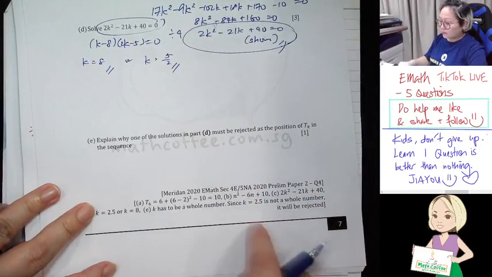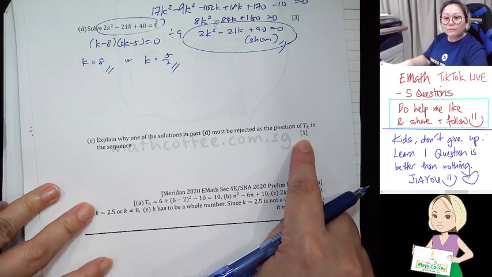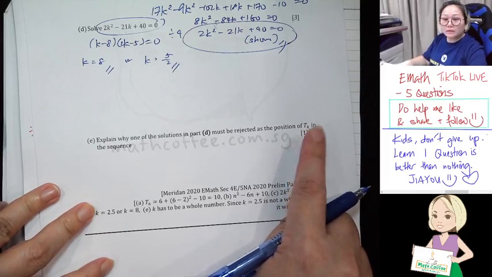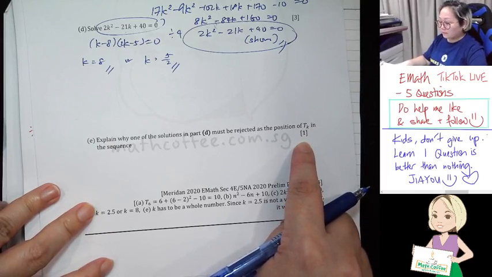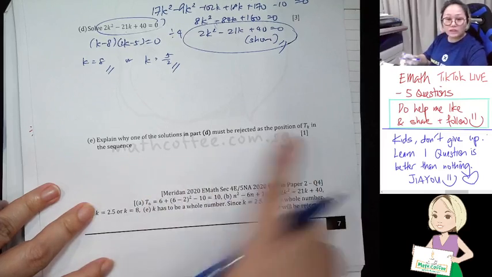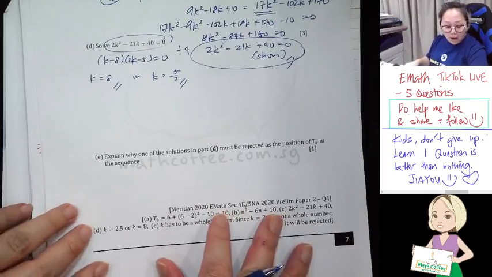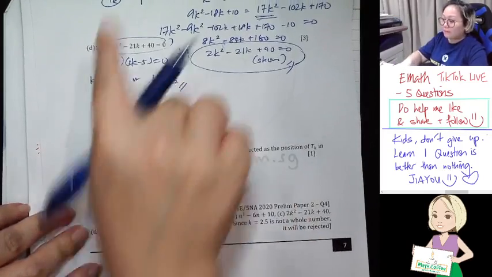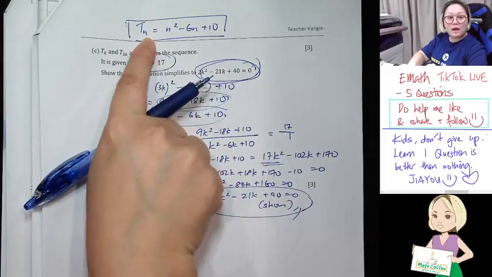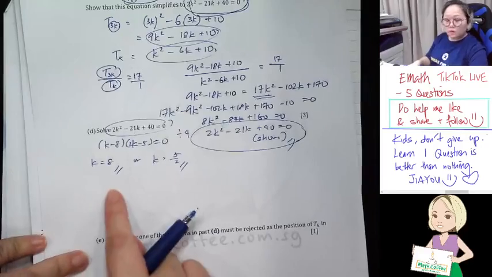Okay, so kids, you see, every time they ask you theory questions, if you see 1 mark, you don't have to write like an essay. 1 mark is only just 1 mark. One statement is good enough. So explain why, just because we know that for a number sequence, the n must be an integer, right?